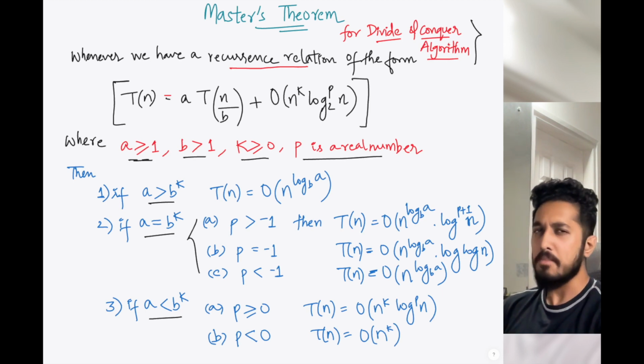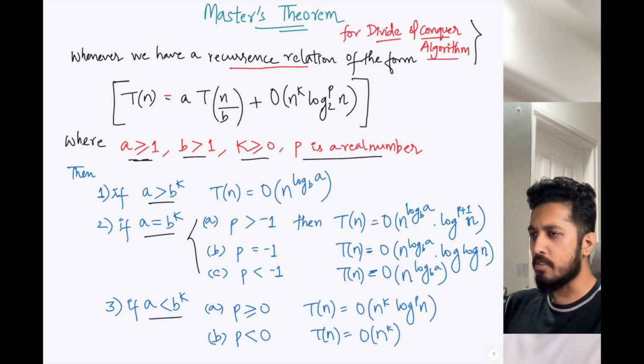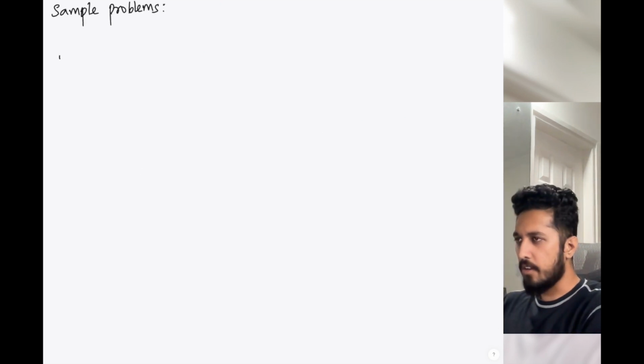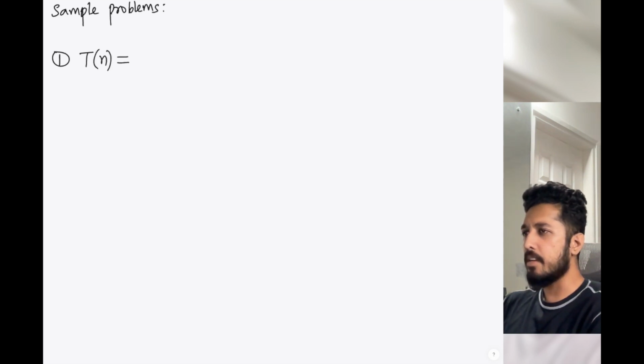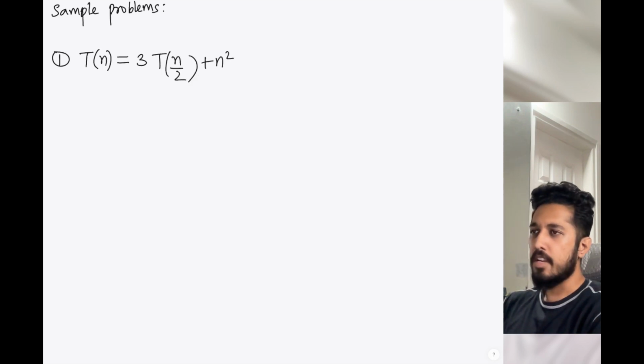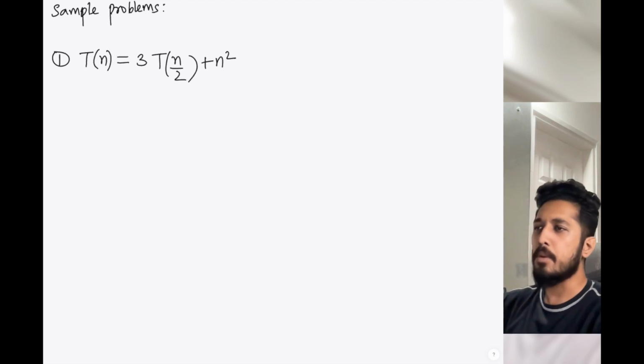Let's try to solve some sample problems, and based on that, you'll be able to understand Master's theorem in a better way. Let's jump on to some sample problems. Let's take the first sample problem. Let's say the given time complexity is T(n) equals 3 T(n/2) plus n^2. Let's say this is the recurrence relation that is given to us, and we have to compute the time complexity for this recurrence relation.